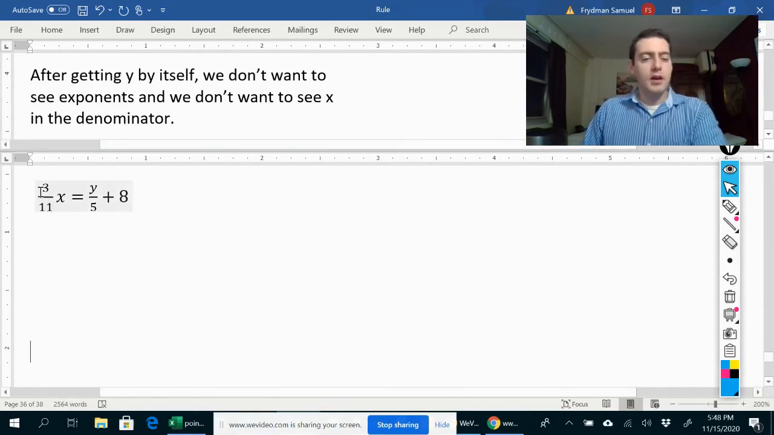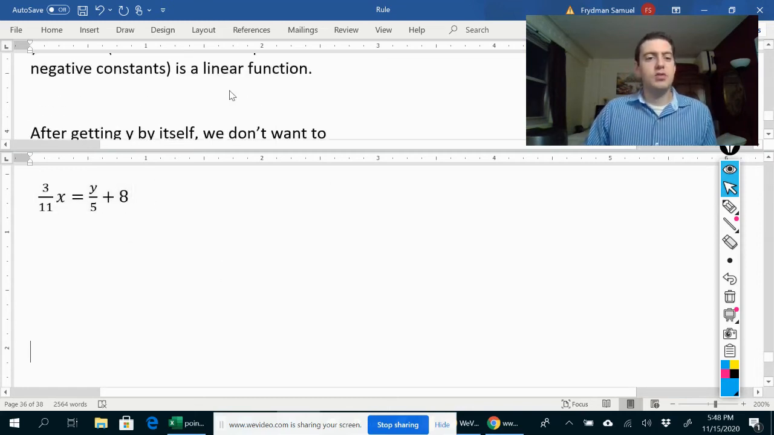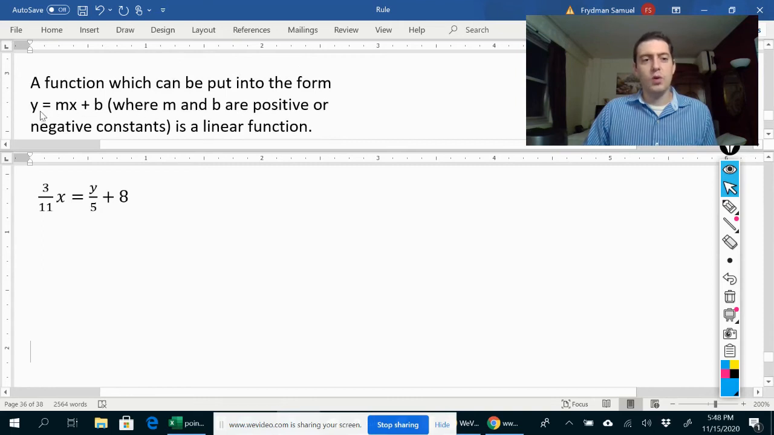All right, 3/11x equals y over 5 plus 8. Can we fiddle with this to get it into this form where y is by itself and we see some number being multiplied by x plus another number?